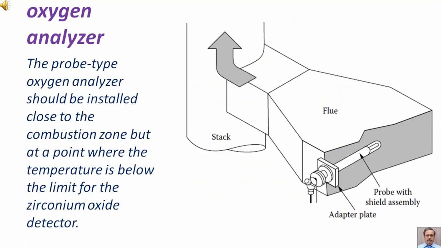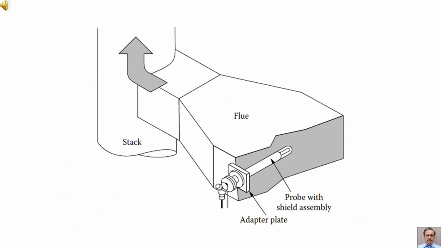The probe type oxygen analyzer should be installed close to the combustion zone but at a point where the temperature is below the limit for the zirconium oxide detector. The same diagram as in the previous slide but a little bigger in size for your quick reference.